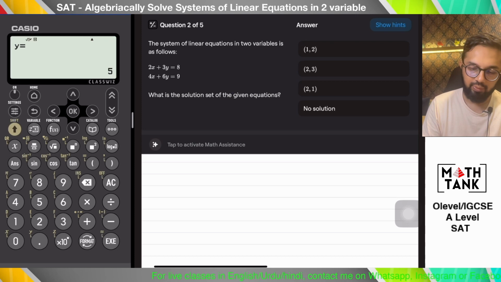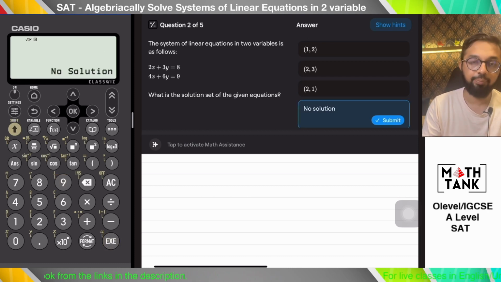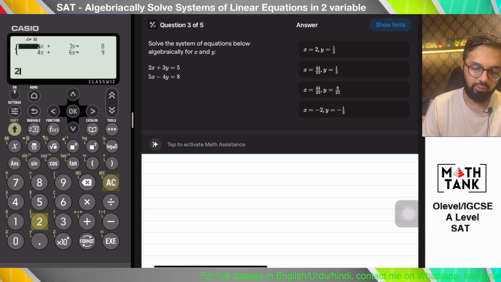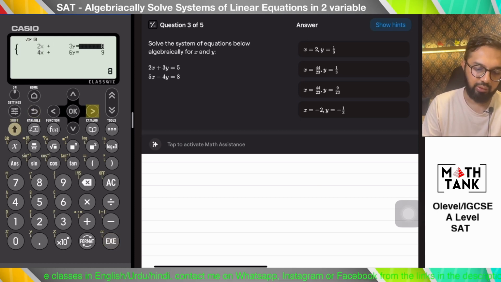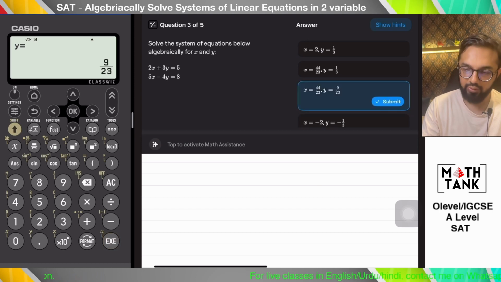Okay, what is the solution to the given set? I can solve 2, 3, 8, 4. I have a feeling this should be no solution. The calculator will tell me. Then 2, 3, 3, 5, 5 minus 4 and 8. 44 over 23 and 9 over 23. That should be the correct answer then.